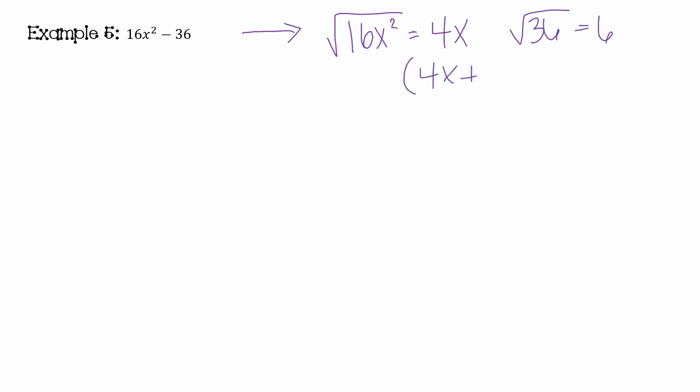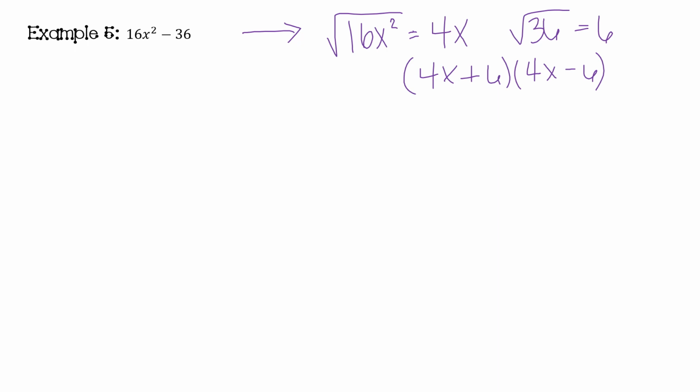Example 5, 16x squared minus 36. So this one we need to be really careful of because 16 is a perfect square and 36 is a perfect square. So what you might be tempted to do is say, okay, well, the square root of 16x squared is 4x, and the square root of 36 is 6. The problem with that is that would give me 4x plus 6 and then 4x minus 6.